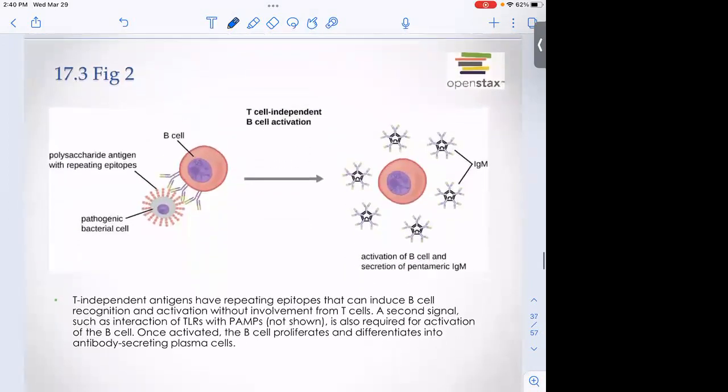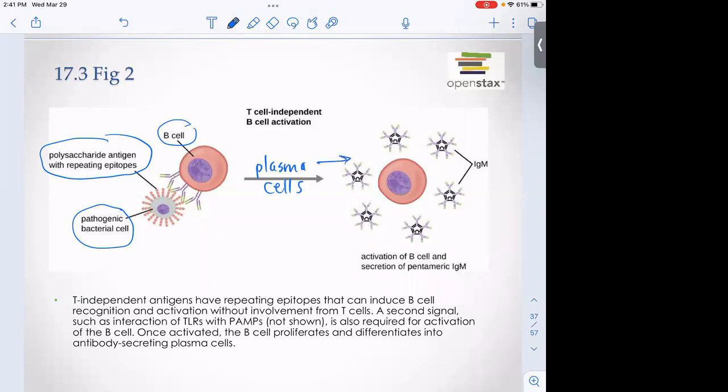But here's your book's graphic explaining that. So here we have a B cell that's recognizing some bacterial cell. Looks like maybe it's the capsule. Oh yeah, polysaccharide capsule. And then that B cell, it doesn't show it differentiating into plasma cells, but then the plasma cell is kicking out these IgM antibodies. Okay, and remember, no memory cells.